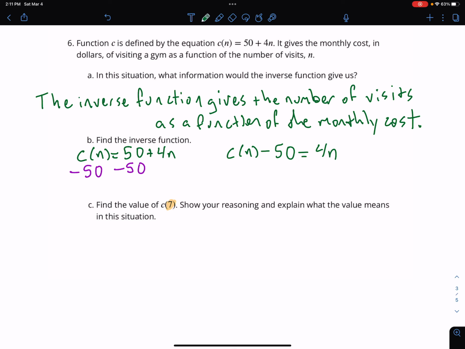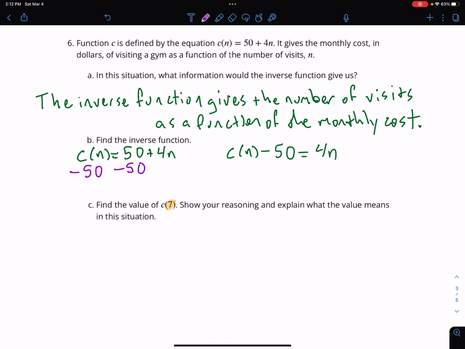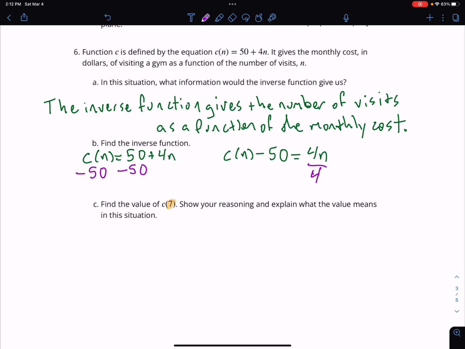Then I'll have switched my input and my output. So if you see a number next to a variable like this, 4 is being multiplied times n. So the opposite would be division. Let's divide by 4 to get n by itself. I'm going to use purple for my inverse operation. I'll divide by 4 to cancel that out. And then remember, divide this whole other side. Don't just divide the C of n or the 50. Divide everything over here by 4.